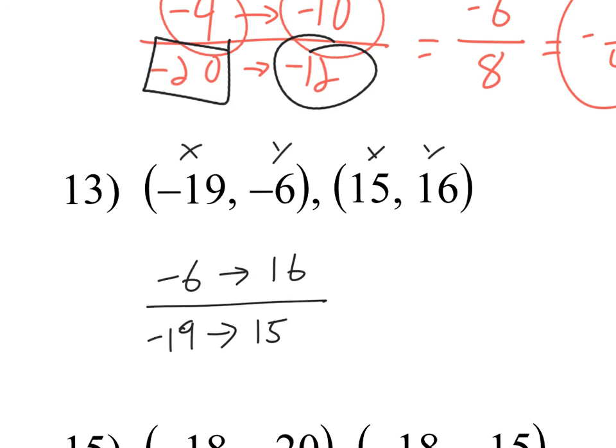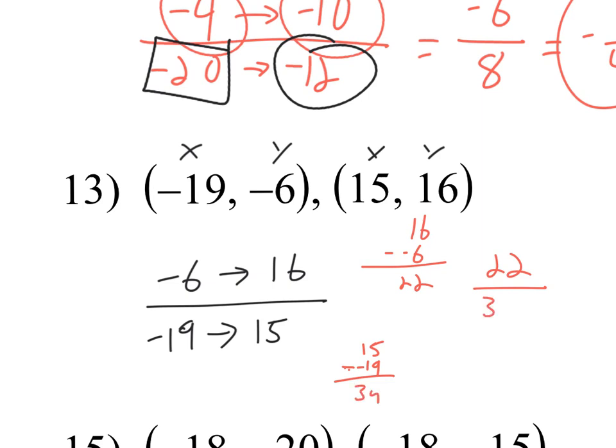So to figure out how much it changed by, to get from -6 to 16, I just figure out what the difference is. So 16 minus -6. And you'll have to do that in your calculator. It's 22. So to go from -6 to 16, I went up 22. Does that make sense? Okay, so we have 22. To get from -19 to 15, I do 15 minus -19, and I get positive, I'm sorry, +34.